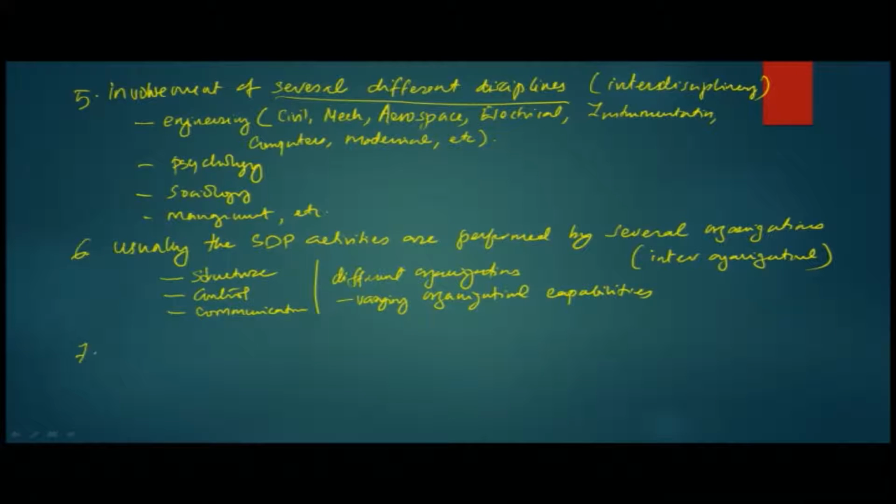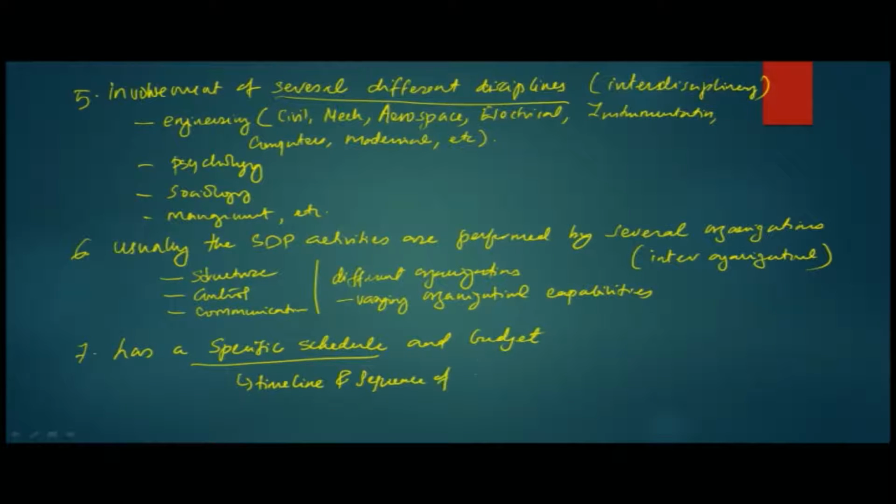Okay. The last point, the seventh point that we need to talk about, is that the SDP has a specific schedule and budget. The development process has a specific schedule or timeline and sequence of activities. And there's a budget. Budget means the financial plan is also part of the development process. So all these seven aspects that we talked about are the important characteristics that make the systems development process complex and unique.